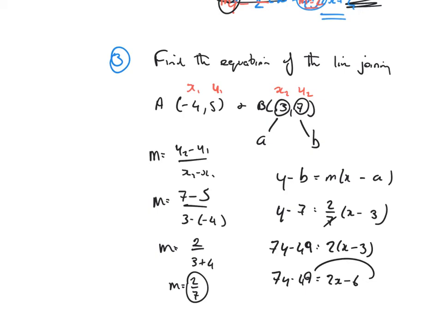I'm then going to bring that over, change its sign. 7y equals 2x minus 6 plus 49. Final answer, 7y equals 2x plus 43.